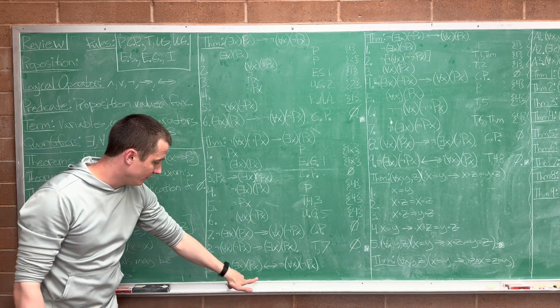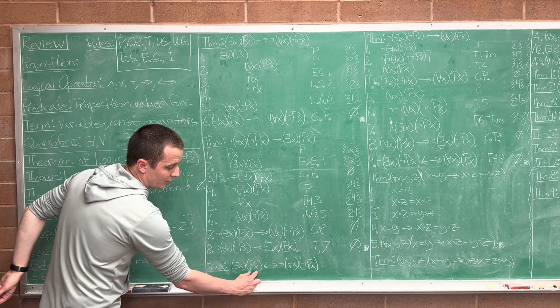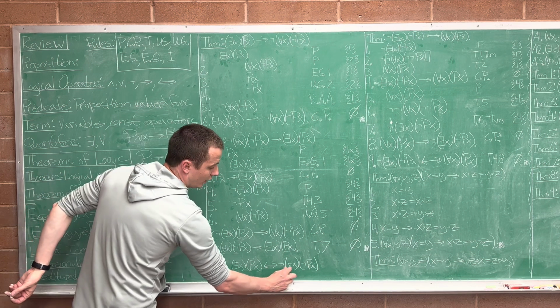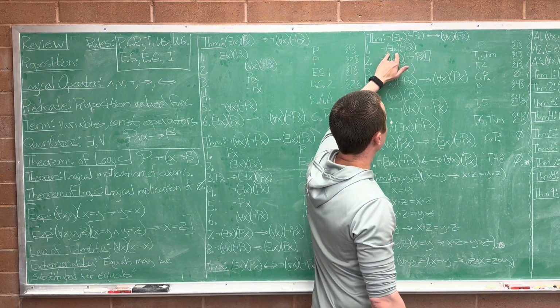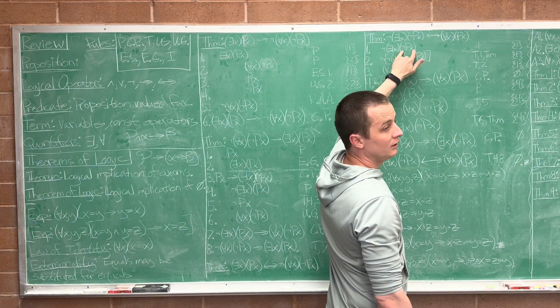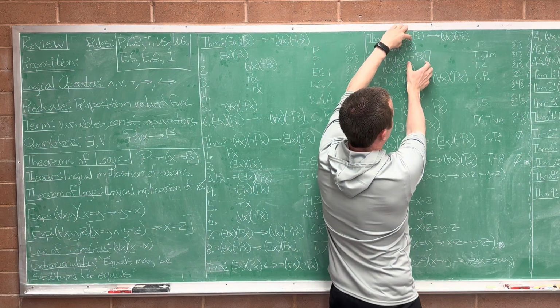Now looking over here, this tells me there exists x such that some predicate about x is the same thing as not for all x, not that predicate about x. So I have there exists x, some predicate about x, is the same thing as not for all x, not that predicate about x.